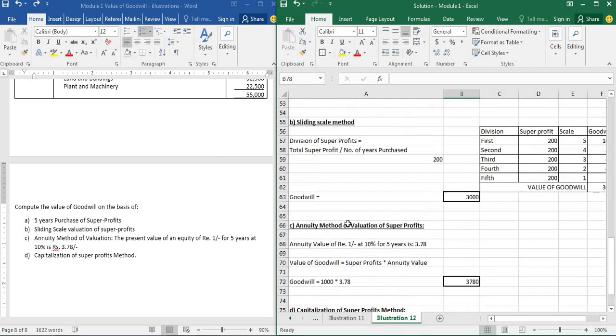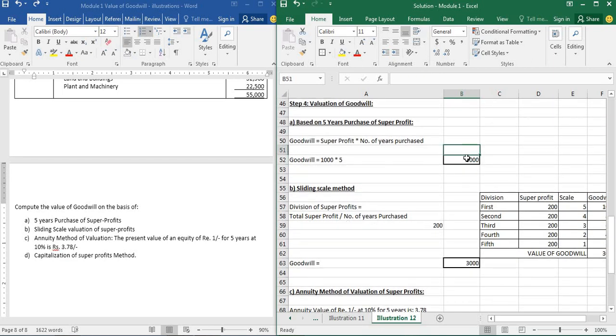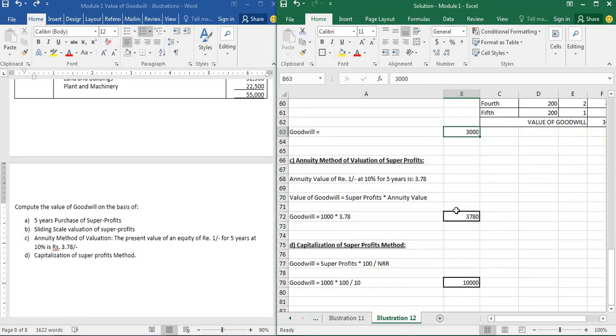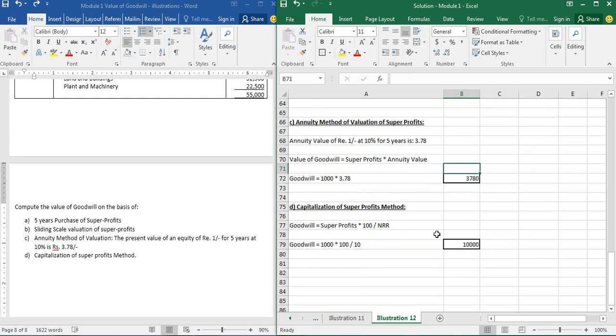If you see, under each technique, the value of goodwill has been different. Under the first technique, the value of goodwill is 5,000. Under the sliding scale method, it is 3,000. Under the annuity method, it is 3,780, and under capitalization of super profits it is 10,000. That is how you will write your conclusion. Valuation of goodwill on the basis of these 4 techniques is as follows, and you'll write each of the techniques: A, purchase of super profits; B, sliding scale; C, annuity method; and D, capitalization of super profits. And write the values of goodwill that you have got there, so that the evaluator gets a clear picture as to what your values are.